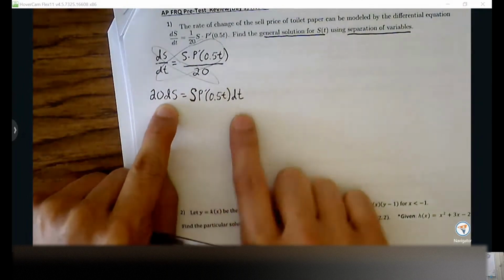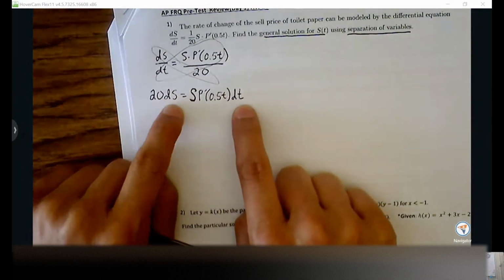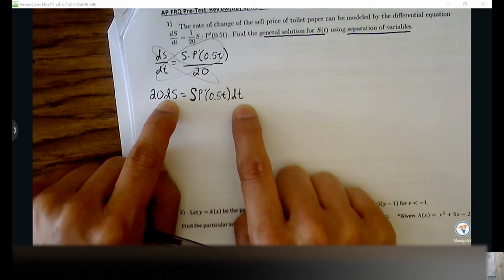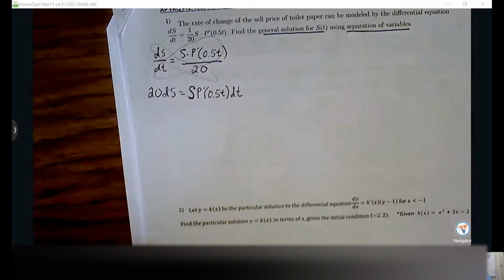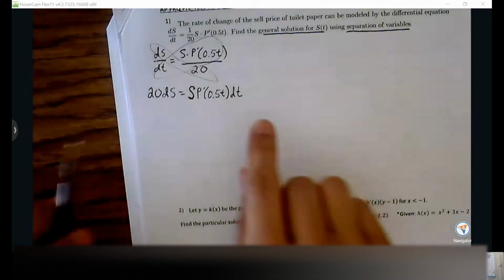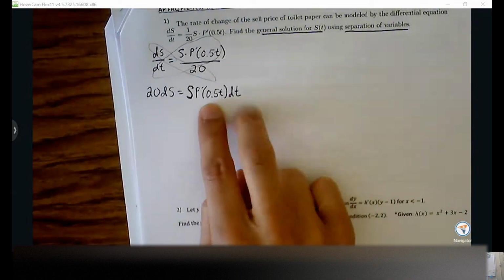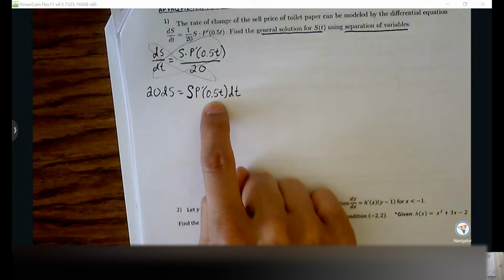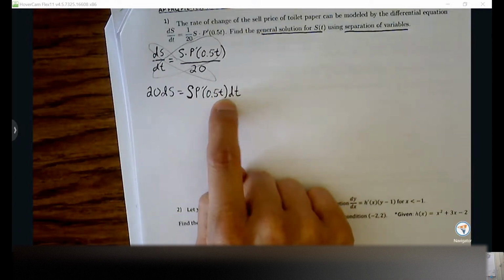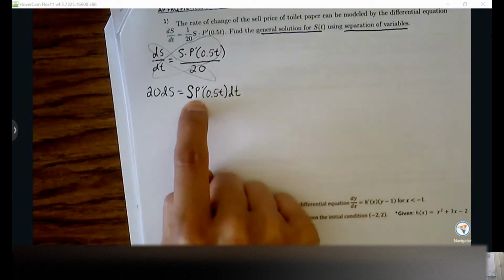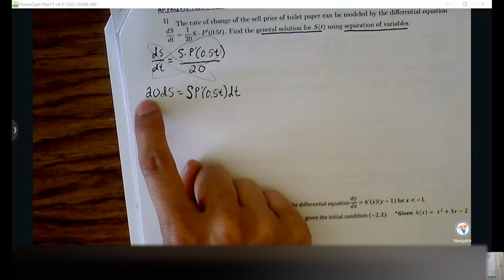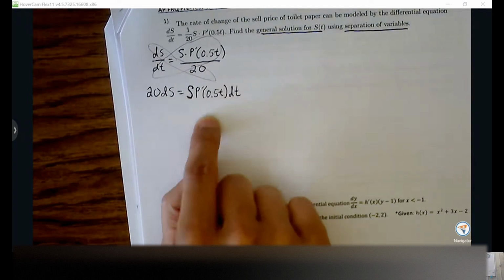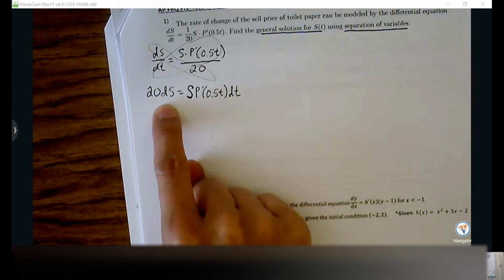All right, so I want T's on the right, I want S's on the left. So it looks like we have a couple things out of place. The P prime of 0.5T, this is thought of as in terms of T, so we'll leave the P prime here on the right side. The S is out of place, so we'll divide the S over, but then the 20 is a little bit out of place as well. I would like that 20 to be on the right side, so I'll divide the 20 to the right and divide the S to the left.